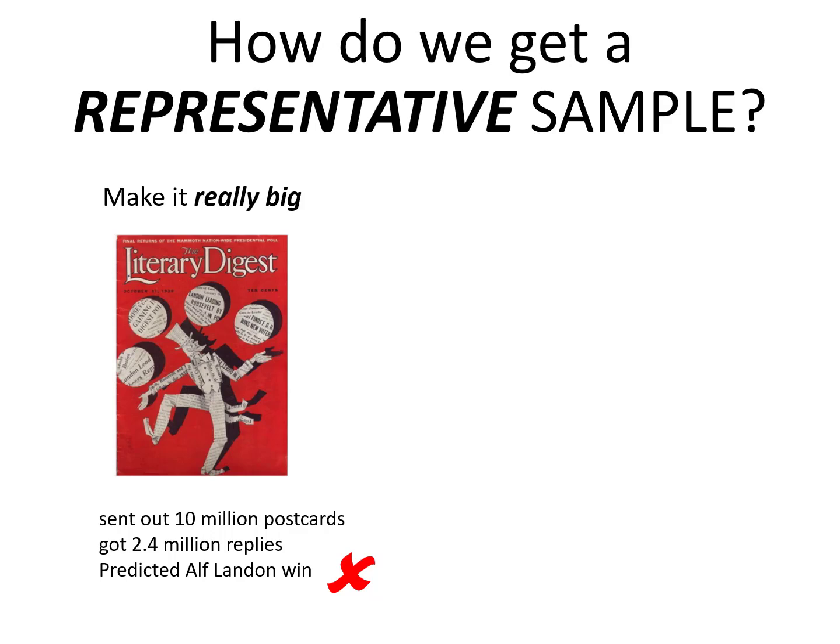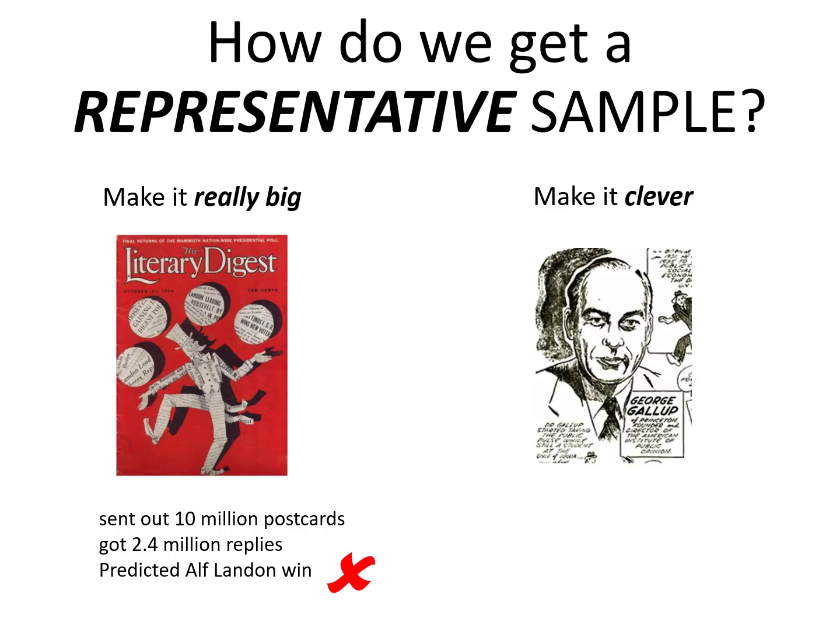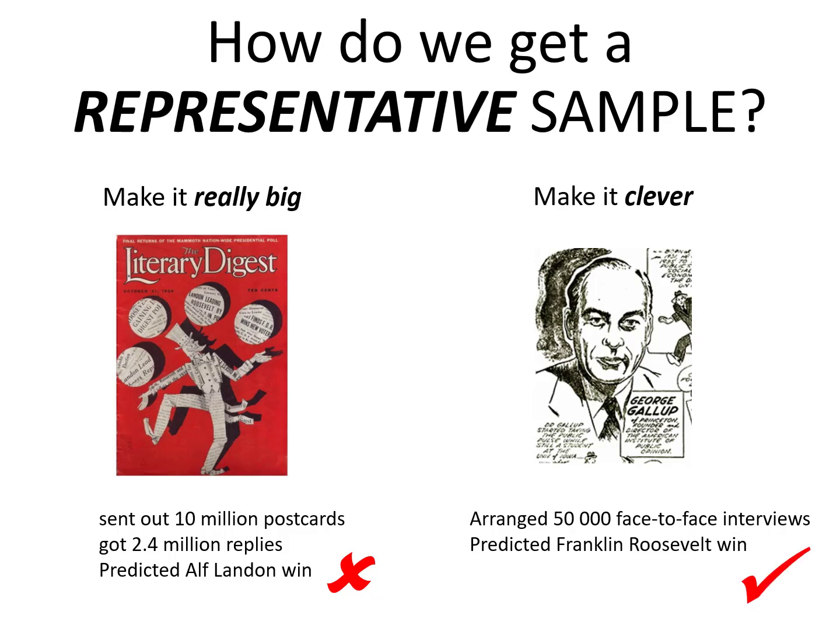The alternative to making your sample really big is to make it really clever. And at the same time as the Literary Digest were carrying out their huge survey, this man here, George Gallup, an academic from Princeton University, set up a company. And his company was dedicated to using the latest statistical techniques for discovering the views of the population. And he arranged to have 50,000 interviews carried out, a 50th of the number of replies the Literary Digest got, and according to his carefully constructed research strategy, Franklin Roosevelt was going to win the US presidential election, and sure enough he did. So what was so clever about what George Gallup did?